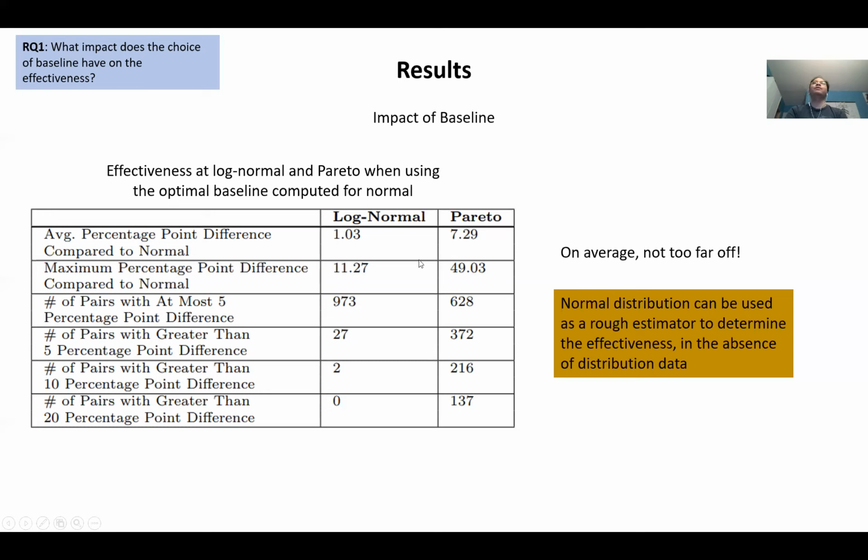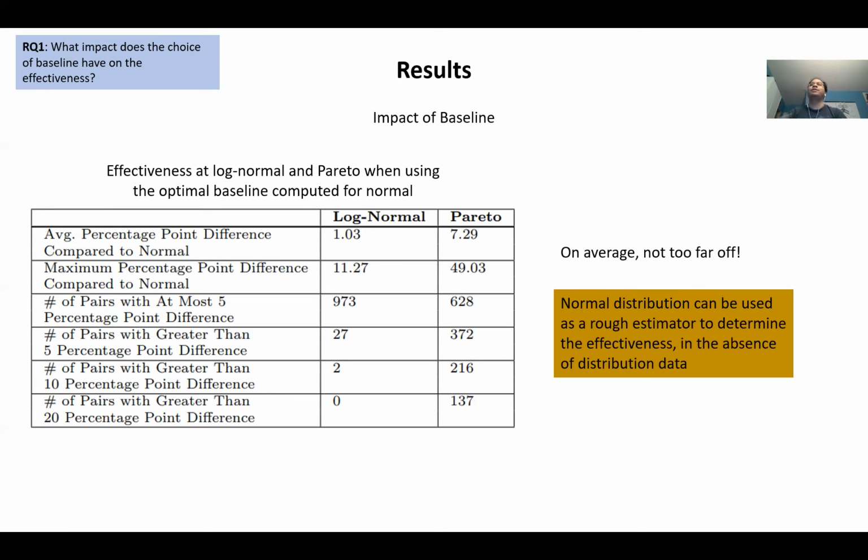So if you look at this first row right here, for example, what this is basically saying is that in the log normal case, if we were to use the optimal baseline for the normal case, it's only about 1.03% off in terms of effectiveness. And then for Pareto, it's only about 7.29% off, which is a little bit more significant, but it's still not too bad. It's less than 10%. Okay. So on average, it's actually not too far off.